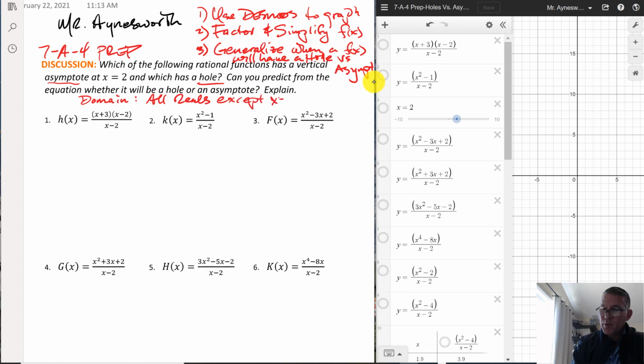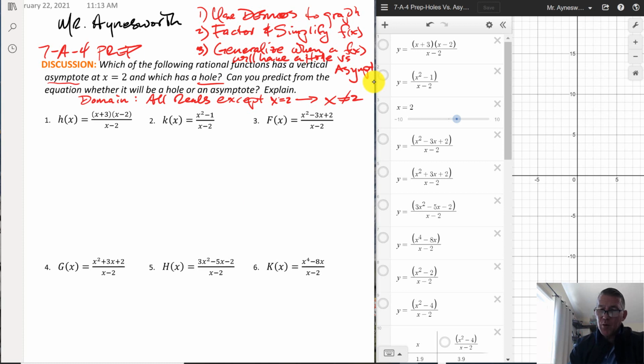Except x equals 2. So you can say x not equal to 2. Anything but 2, because as you know, you can't divide by 0. In the denominator here, if you substitute in 2, well, 2 minus 2 is 0 and it blows up, and you do not have a defined function at 2.